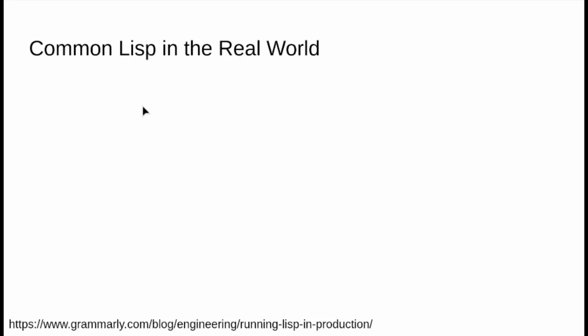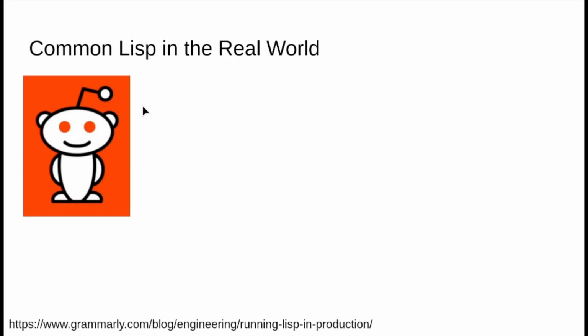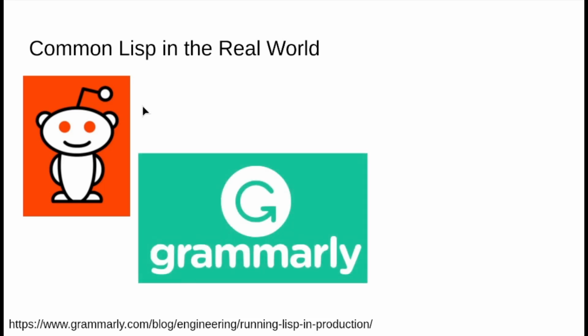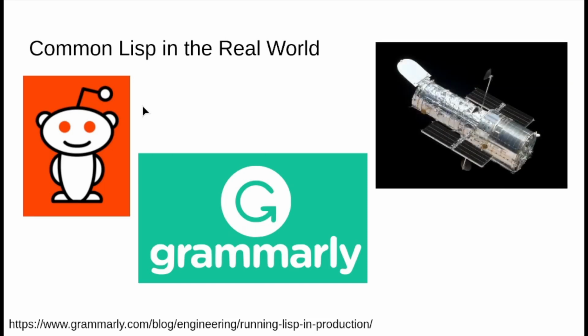So some examples of Common Lisp in the real world. Some of you may already know this, but Reddit was actually developed initially in Common Lisp, and it was actually developed by UVA computer science students, so that's pretty cool. It did eventually get rewritten in Python, though. Also, Grammarly used to be a big deal before ChatGPT seems to have made them irrelevant, but they use Common Lisp in their core grammar engine too. And even the Hubble Space Telescope was running a scheduling system called Spike, which was written in Common Lisp.